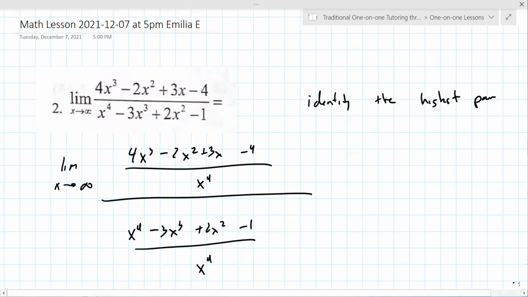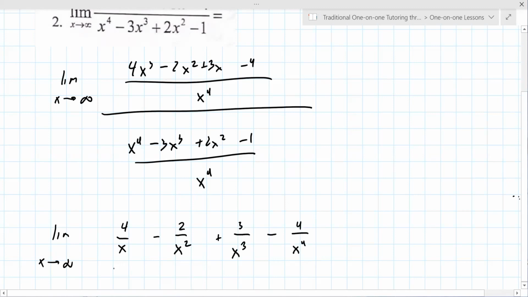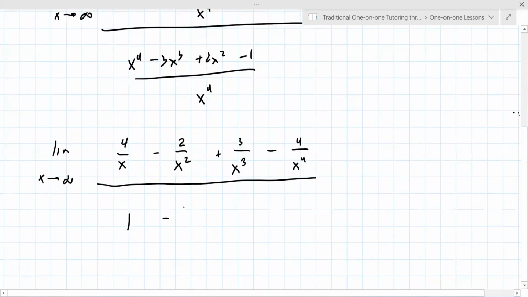Notice that you're going to have to remember your power rules here, but this becomes the limit, and I'll write this line a little neater. It becomes 4 over x minus 2 over x squared, plus 3 over x cubed minus 4 over x to the fourth, all over 1 minus 3 over x plus 2 over x squared minus 1 over x to the fourth.